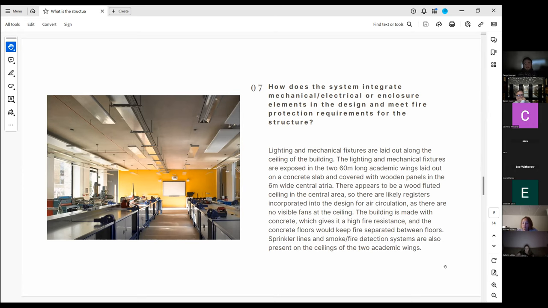And then the building is made of concrete, which gives it a high fire resistance, and the concrete floors would keep fire separated between the floors. Also, sprinkler lines and smoke/fire detection systems are present on the ceilings.